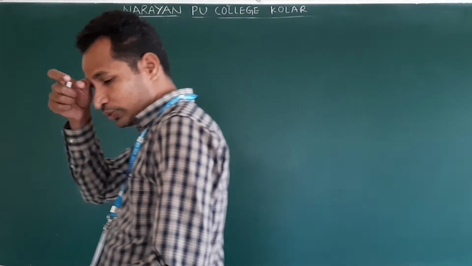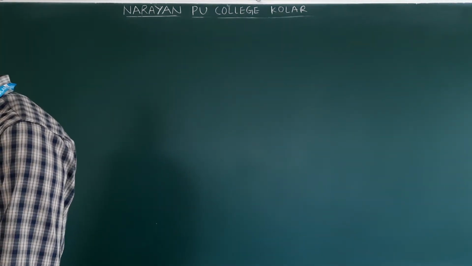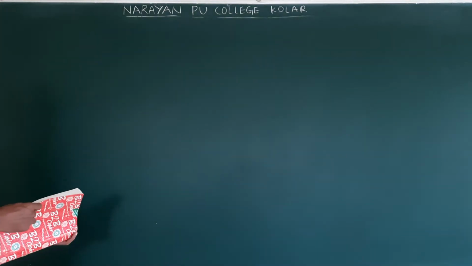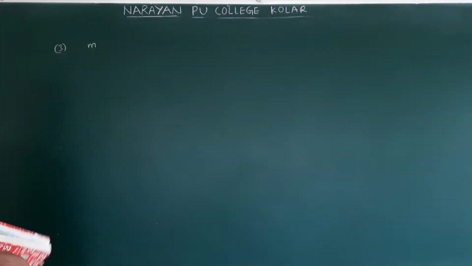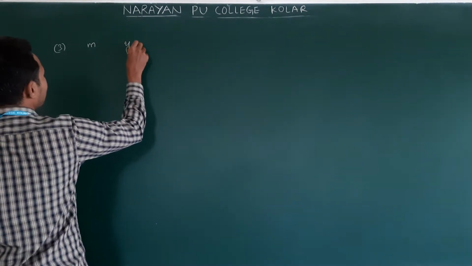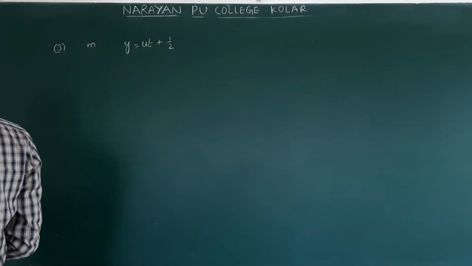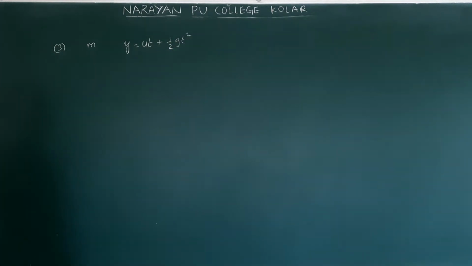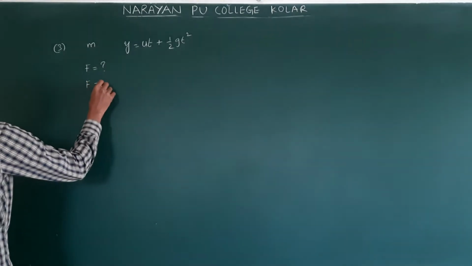Next, example 3. The motion of a particle of mass m is described by y is equal to ut plus half gt square. Find the force acting on the particle. Mass m is given and the displacement of the body is given: y is equal to ut plus half gt square. They are asking for the force acting on the body.